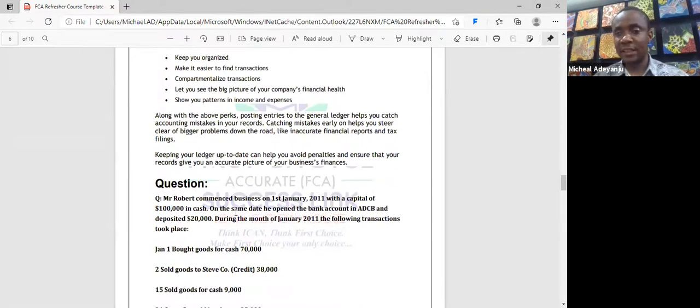Posting entries to the general ledger helps you catch accounting mistakes in your records. Catching mistakes early on helps you steer clear of bigger problems down the road. Remember, did I give you the line of where we are heading from all this? For every transaction, you keep a bookkeeping record called the journal, where you have your dates, your type of account, your description, and your amount for every single transaction.